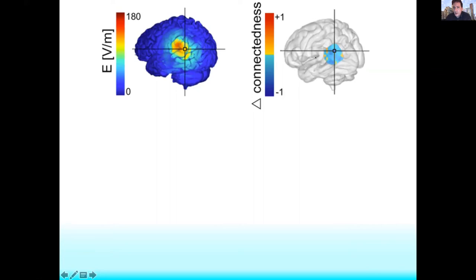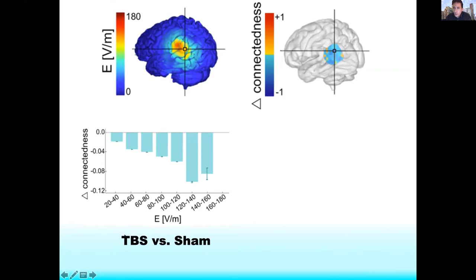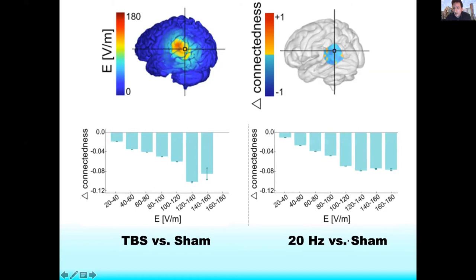What we found for the continuous theta burst condition, keep in mind this is the condition that significantly increased hippocampal connectivity with its network and improved memory performance, is that the higher the E-field voxelwise, the more disconnected that voxel became with the rest of the brain in this area of the parietal cortex that was stimulated. And interestingly, when we looked at 20 hertz beta frequency stimulation, a condition that did not affect the hippocampal network, we saw exactly the same relationship, where the higher the intensity, the more of a local effect there was on disconnecting the region.